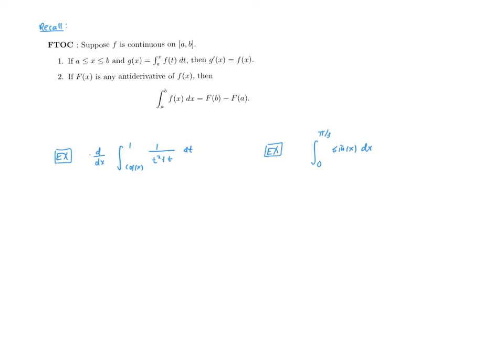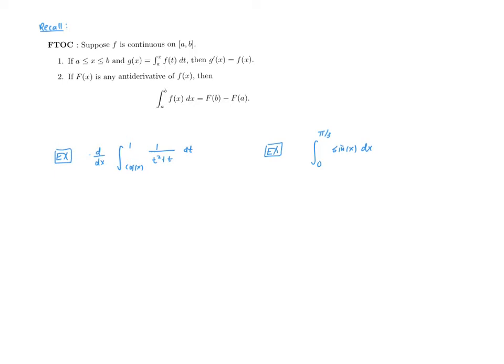Good day and welcome back for part 4 of the discussion on the fundamental theorem of calculus. In our previous videos, we've introduced both parts of the fundamental theorem of calculus and explored several examples. In this video, I'd like to remind you of the key properties from the fundamental theorem of calculus and then look at a few additional examples.